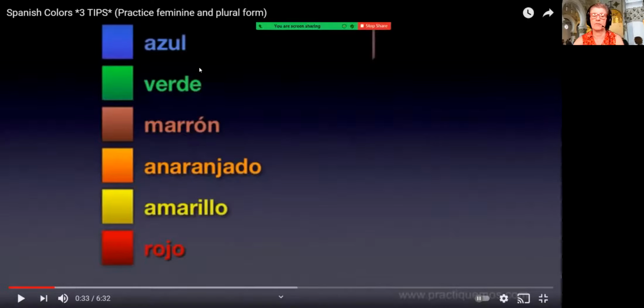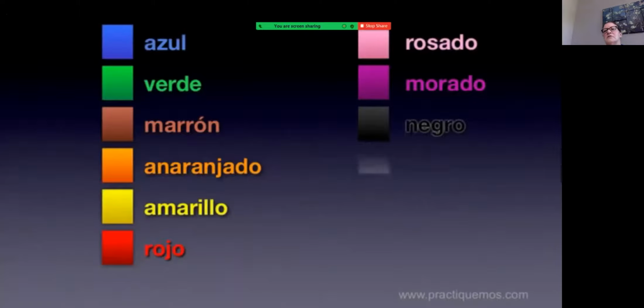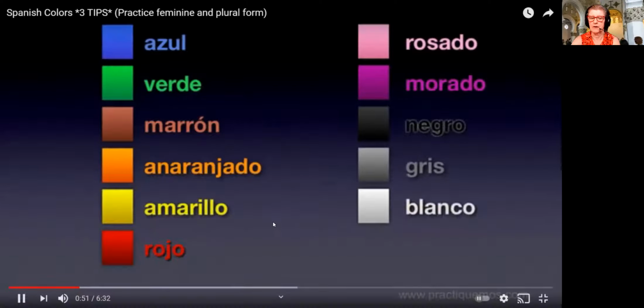But I want you to notice something, because words are going to change form. The words will do one thing if they end in a consonant or the letter E, consonant like marrón or azul or verde, but they'll do something different if they end in an O, like anaranjado, like amarillo, like rojo. Let's look at some more colors. Rosado, pink. Morado, purple. Negro, black. Gris, gray. Blanco, white.